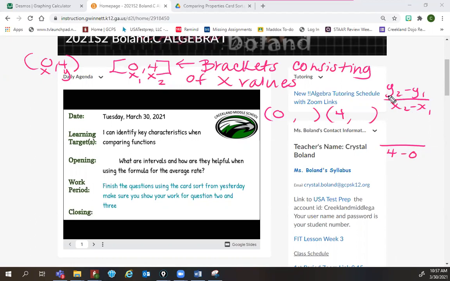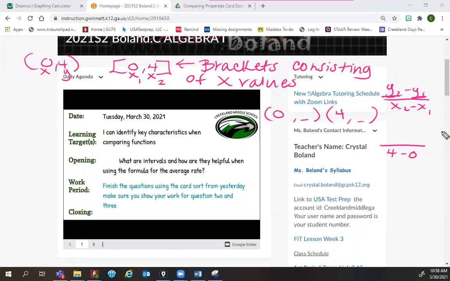What don't I know? The y. How do I find out the y? You can either look at the graph or the table, or you can plug in 0 into an equation to figure out the y, or you can plug in 4 into the equation to figure out the y. You could create an equation. Okay, so that's where I'm going with this.